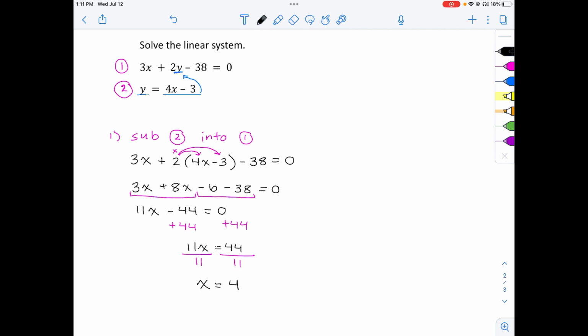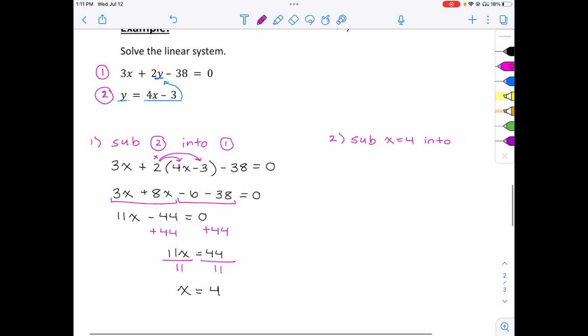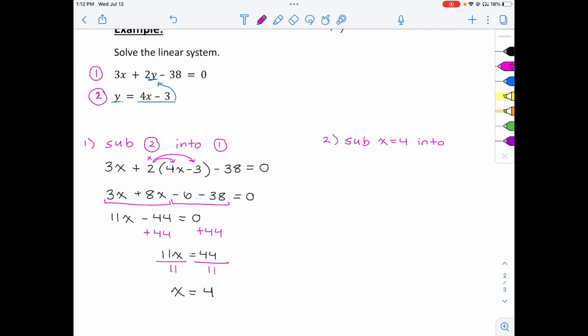Okay, so that tells me that in my point of intersection, the x coordinate is going to be 4, and we know that for a coordinate, I also need a y value so that I have an actual point. So then my second step is just going to be to sub x equals 4 into either one of my equations. It doesn't matter which one you choose, 1 or 2. Usually there's one choice that's more simple to isolate for, but it doesn't matter.